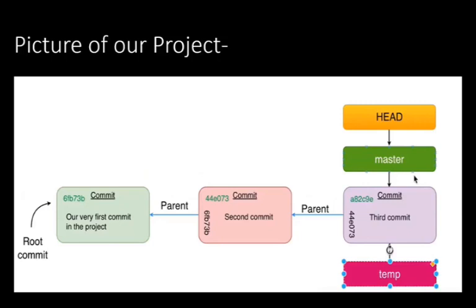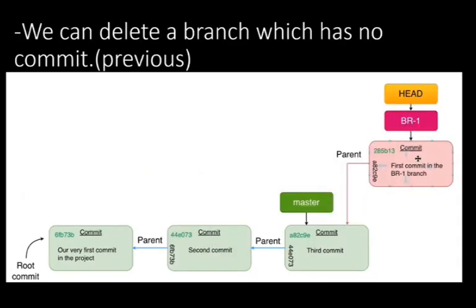Picture of our project: firstly I will create my first commit, second commit, and third commit. At that time I will generate a temp branch. When I generate the temp branch, temp, master and head point to the third commit. After that I will take a text file and create a new commit. I'll explain it in the code, like first commit, second commit, third commit.